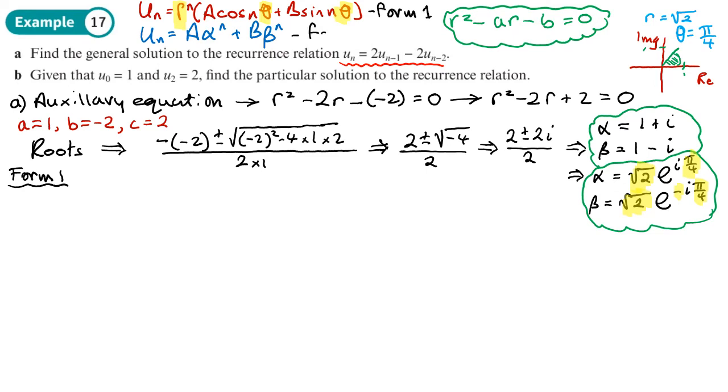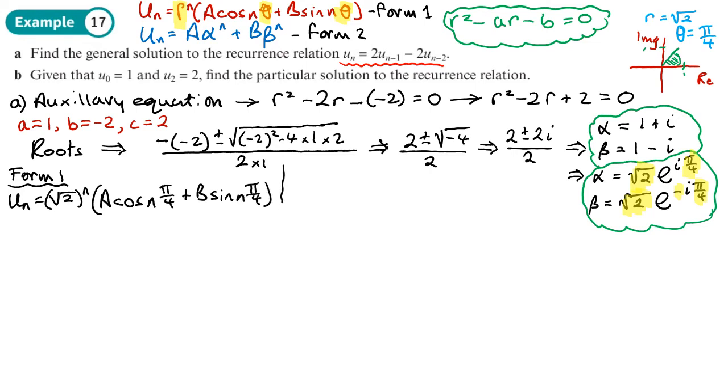And here, form 2 or type 2. So when we start with form 1, that will be un equals, now the modulus is root 2, so it's root 2 to the power n, and then times by a cos n pi over 4 plus b sine n pi over 4.